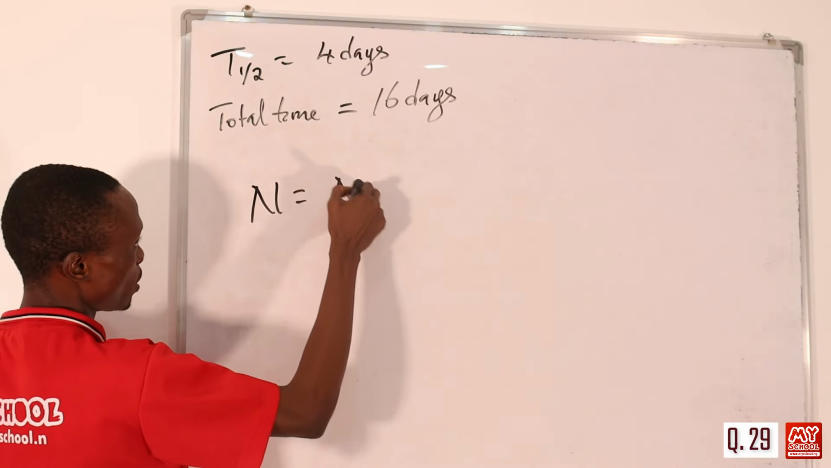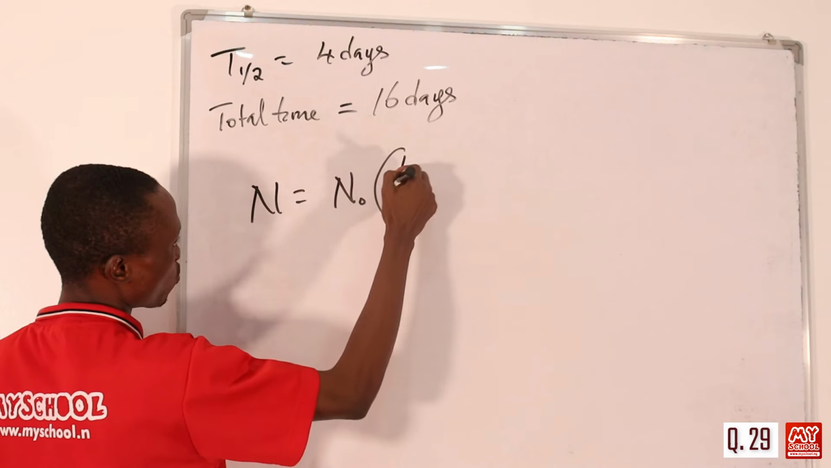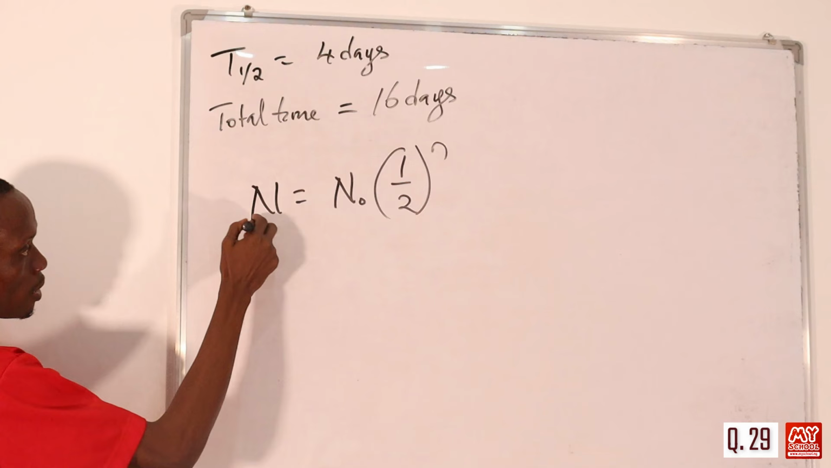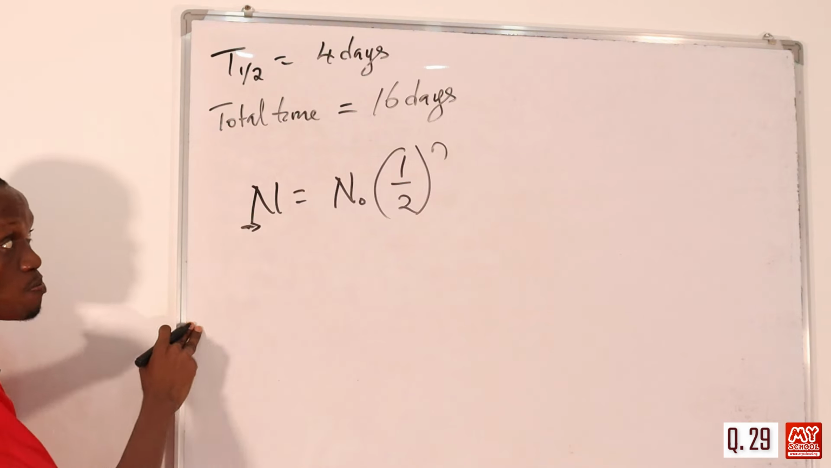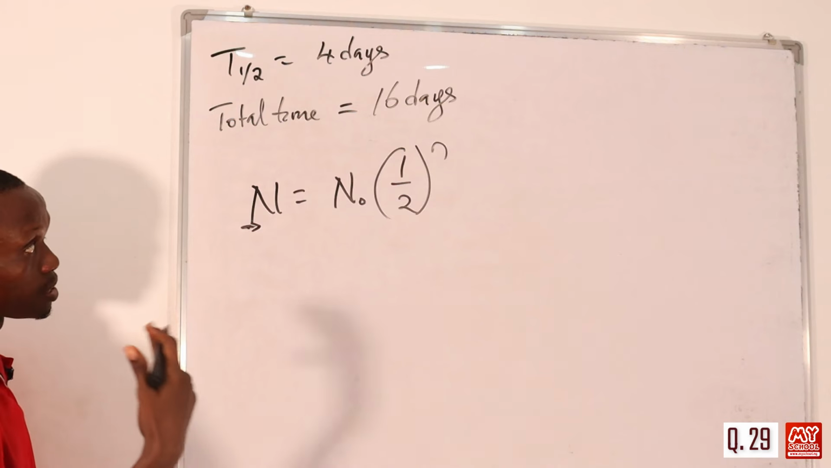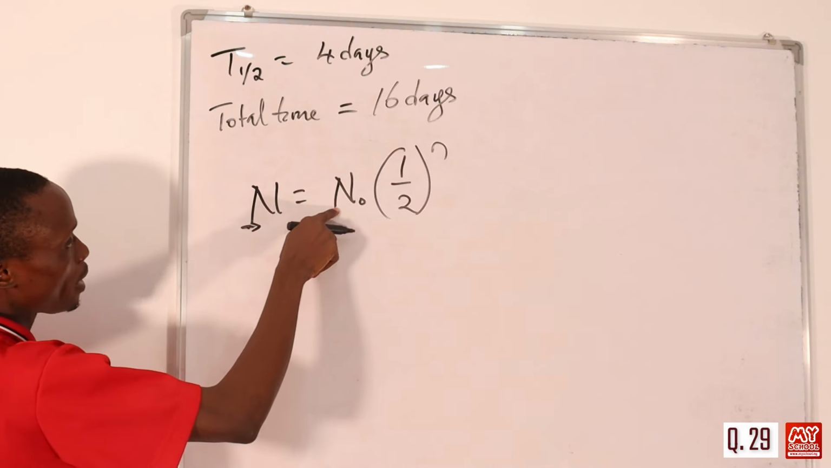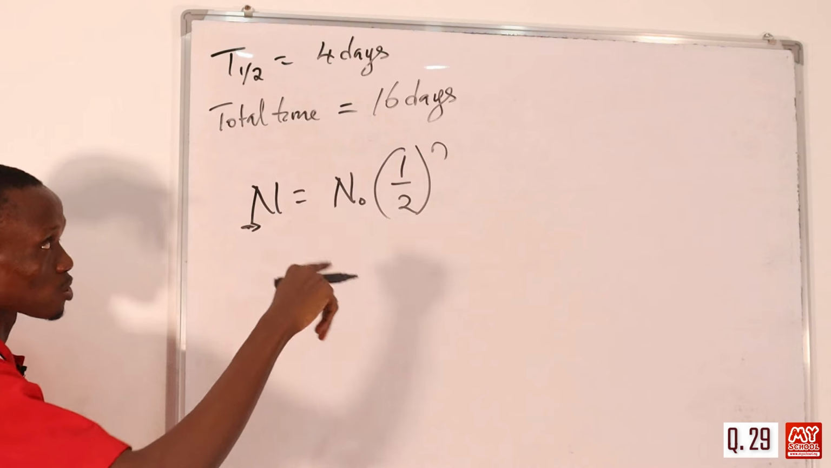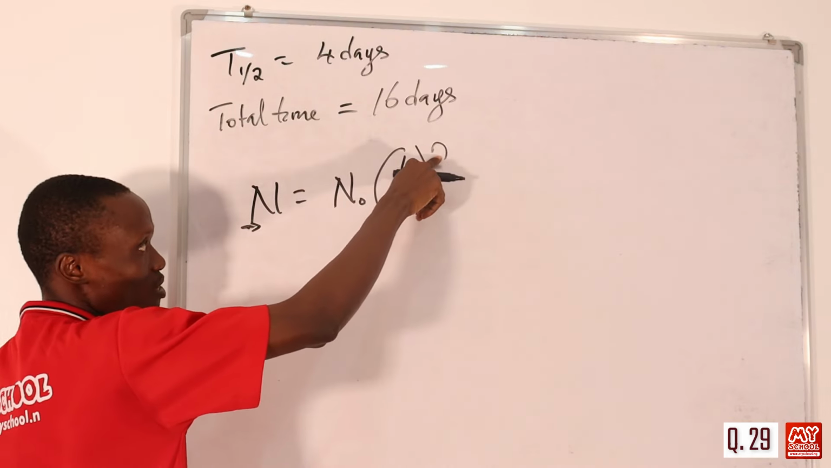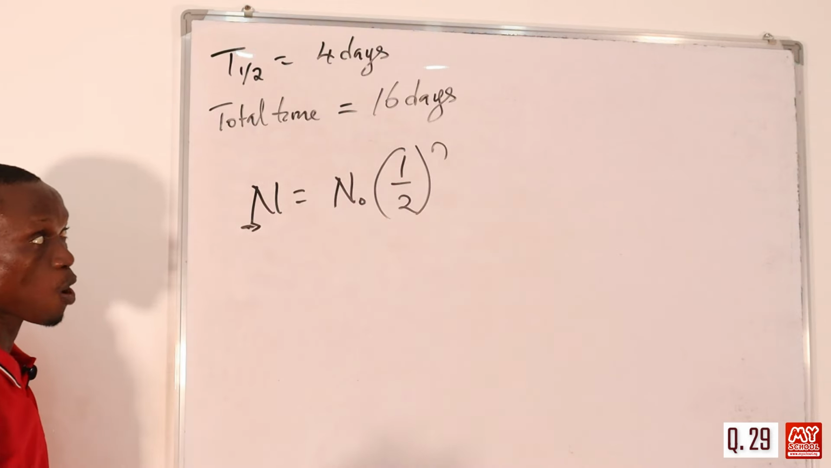N equals N naught, then in bracket 1/2 raised to power n. Here N represents the remaining fraction after the radioactive element has undergone decay, while N naught is the original mass of the radioactive substance. The small letter n stands for the number of half-lives.